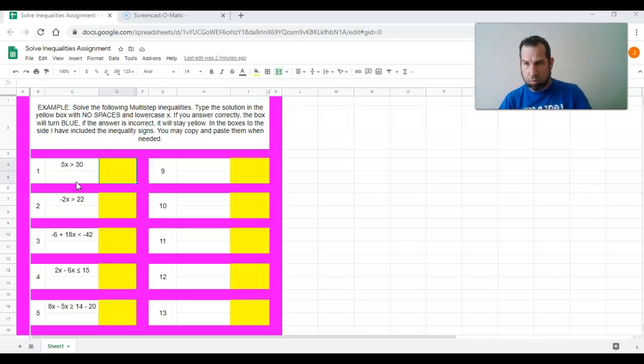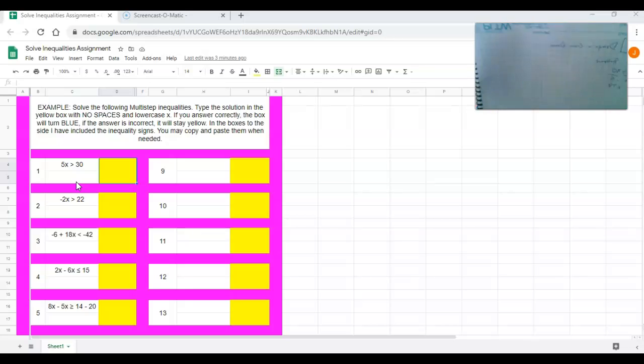I'm going to write the problem down. 5x is greater than 30. Alright, so you can see I've done that here. It might be a little hard to see. There it is. Number 1, 5x is greater than 30. And so I'm going to solve this problem. Since it's multiplication, I'm going to divide both sides by 5. So I divide both sides by 5. My 5's cancel out. So x is greater than 30 divided by 5, which is 6.